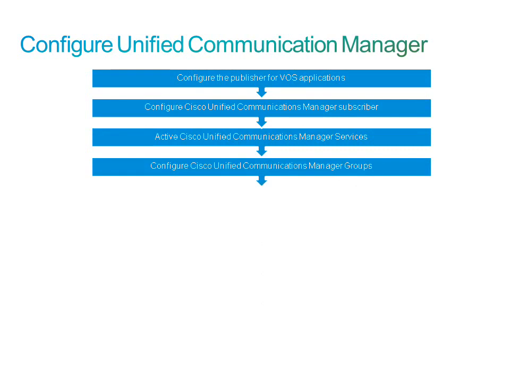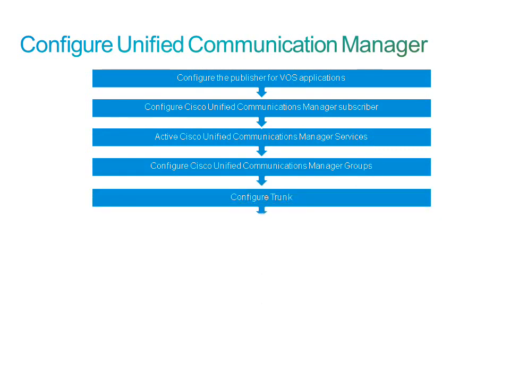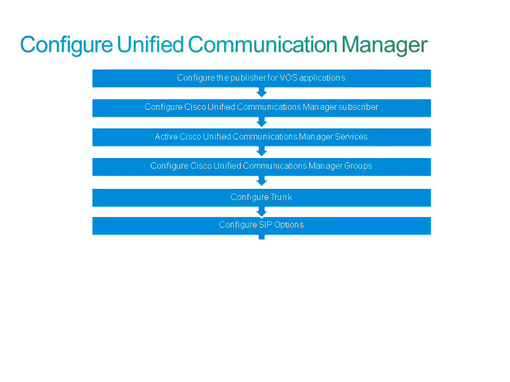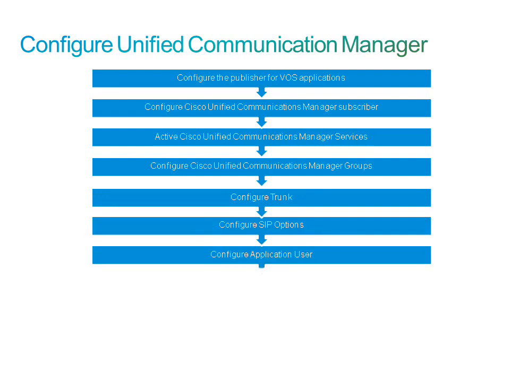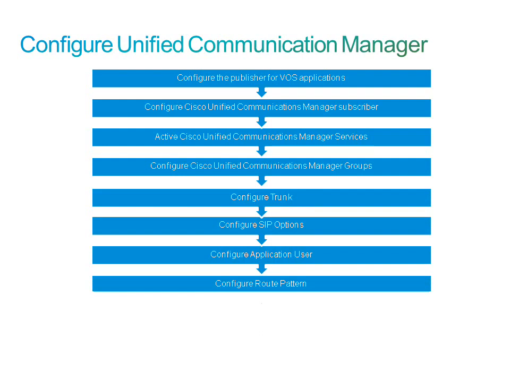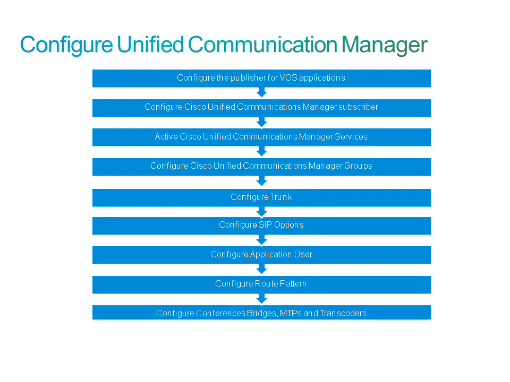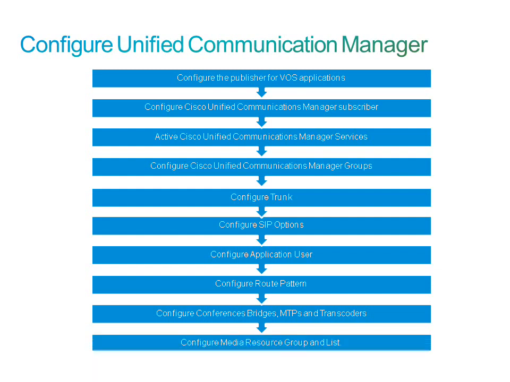Begin by configuring Communication Manager groups. Next, configure the appropriate trunks and SIP options. Now create an application user. The ID should be the same as the one you entered when you configured the CCE peripheral gateway and the CTI server. Now create a route pattern and configure conference bridges, media termination points, and transcoders. The final step is to create media resource groups and lists.